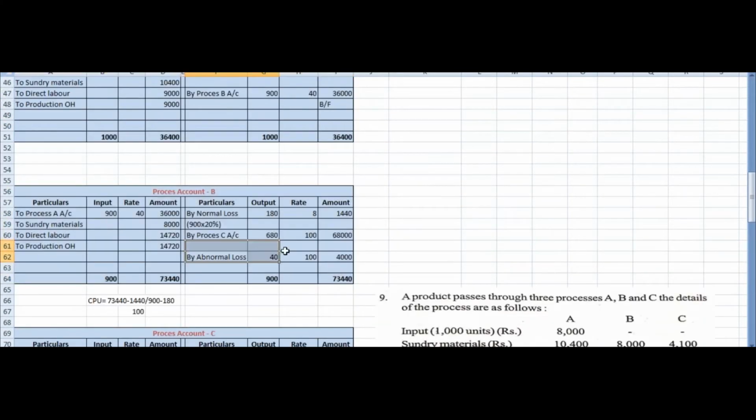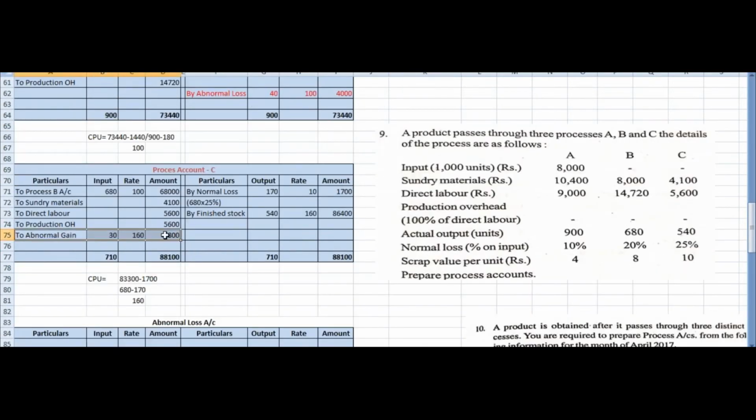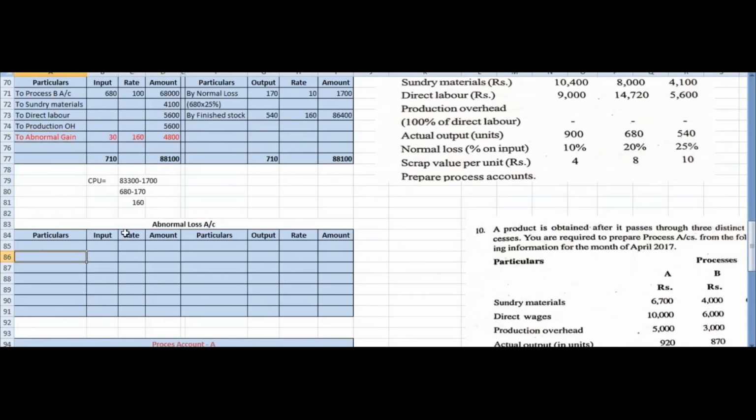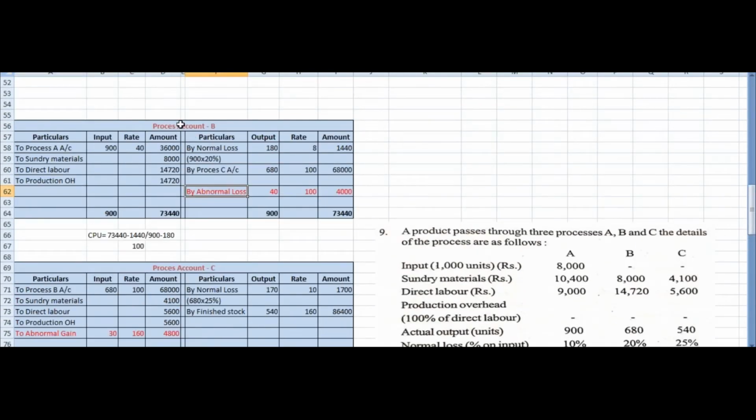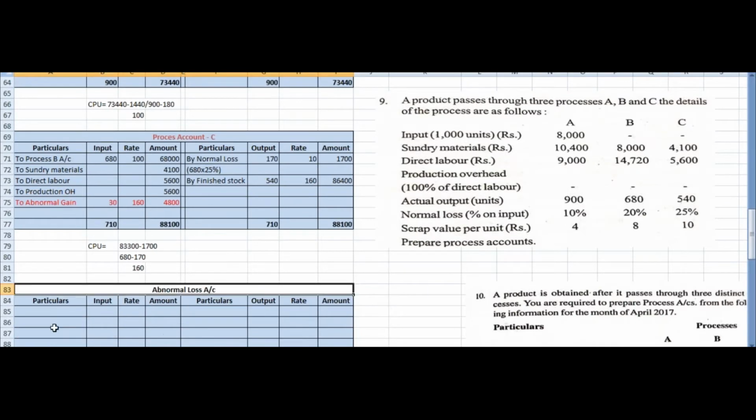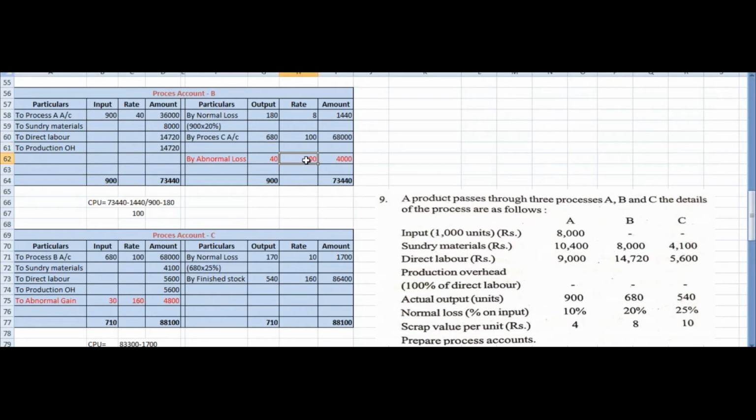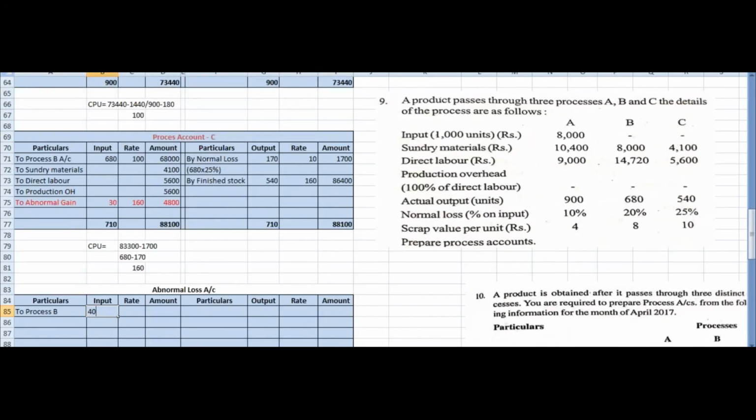Now in process B, abnormal loss is there. In process C, abnormal gain is there. So I will now post abnormal loss to process B on this side. To process B account, right? What is the rate? Units 40, rate 100 rupees, so 4,000.